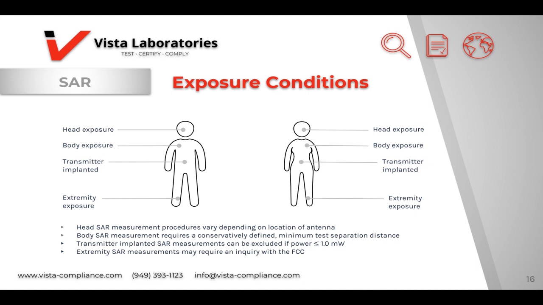Extremity exposure is for devices intended to be used on extremities and mainly operated in extremity-only conditions. So a mobile device, like a smartphone, would not fall under this category because it's not primarily intended to be used only on your extremities. And extremities would be like your hands, wrists, feet, and ankles. So in this situation, extremity SAR evaluation may be required.